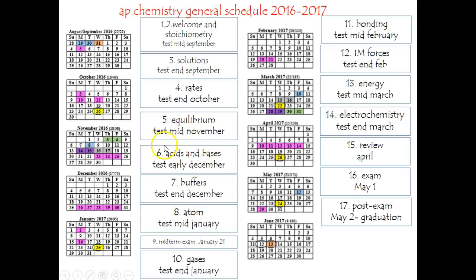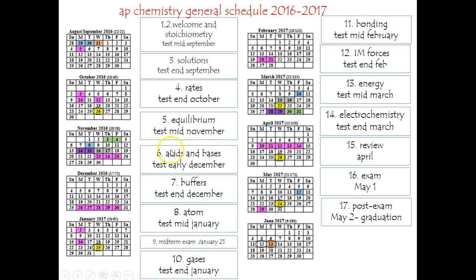Now really chapters 5, 6, and 7 all deal with equilibrium. They all deal with reversible systems and how it applies to acids and bases as well as buffers. As many as 1 out of every 4 questions on the AP test can deal with equilibrium, something that you may not have covered at all or you may have covered briefly. So that's a big part of AP Chemistry.